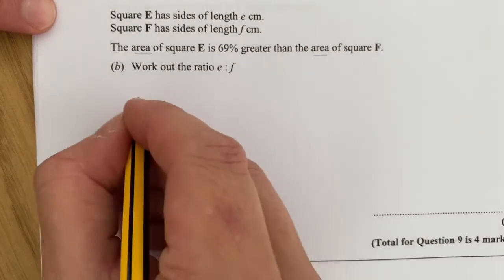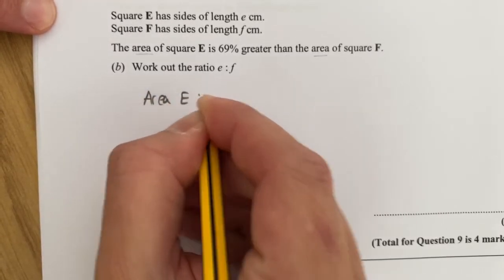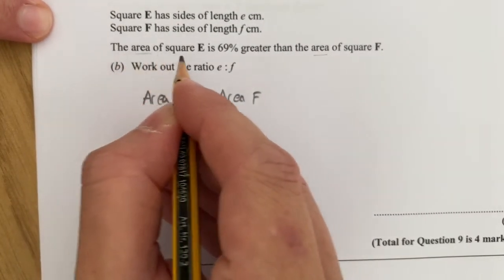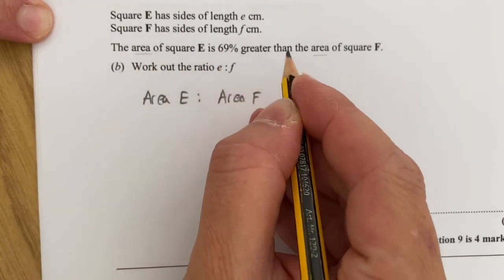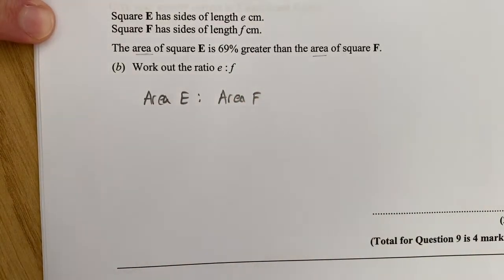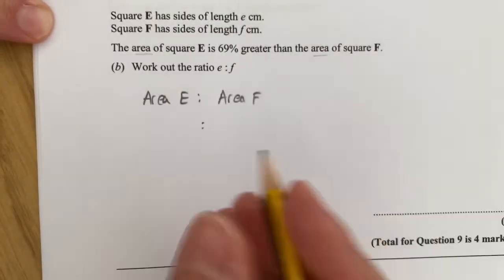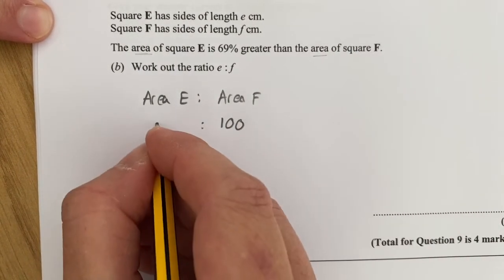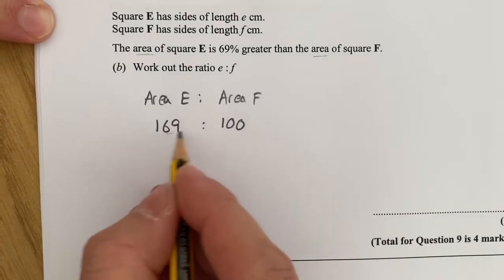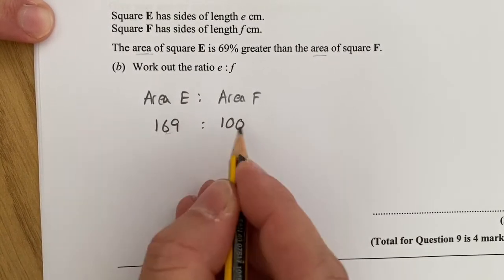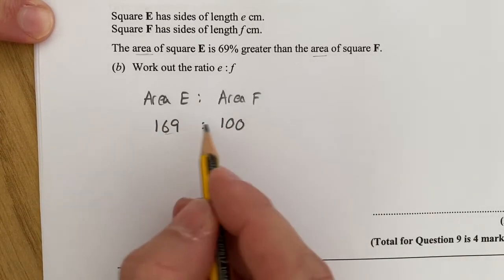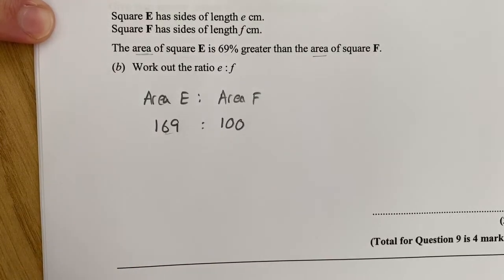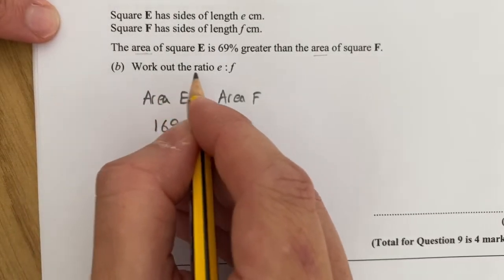So what we know, area E to area F, we know that the area of square E is 69% greater than the area of square F. Well, again, if I pick a basic number to start with, if I know the area of square F is 100, then the area of square E would have to be 169, 69% more. That's an easy way to start this ratio question. This is 69% more than this. Done. You need to work out the ratio of E to F.